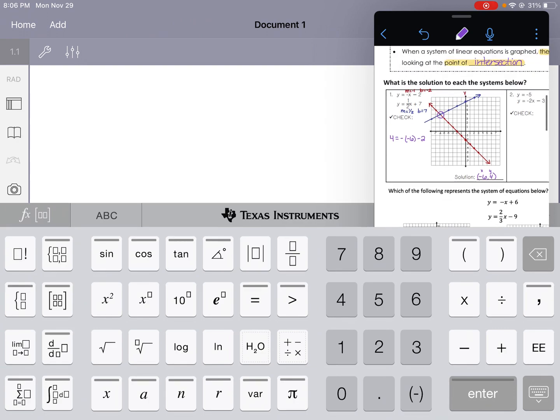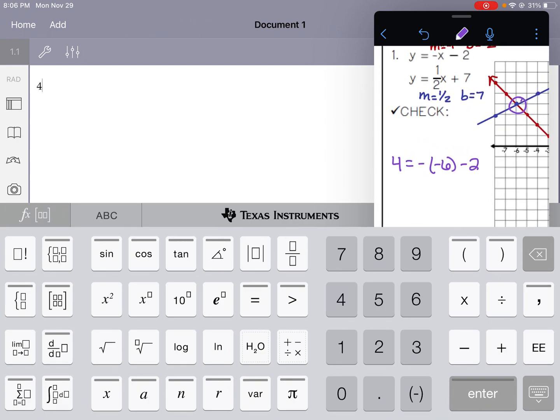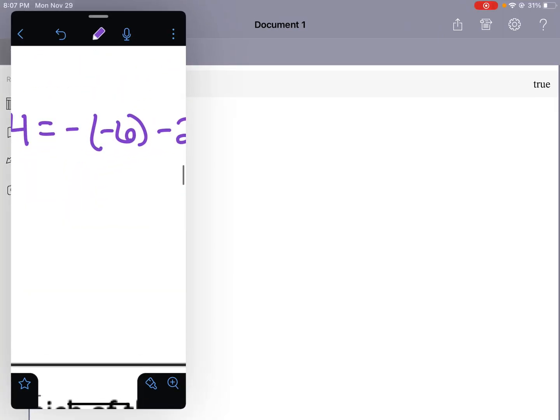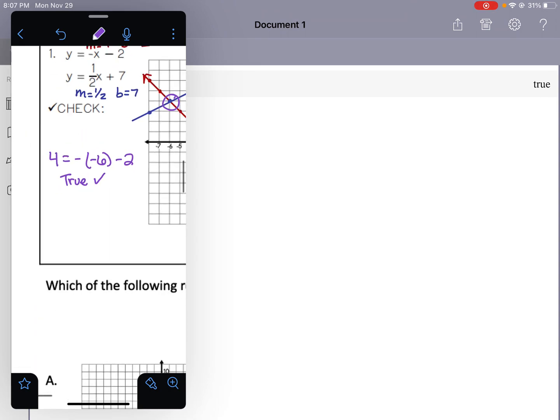So I'm going to type in 4 minus a -6. Oops. Sorry. 4 equals minus a -6. There we go. Don't forget that equal sign. Minus 2. I'm going to press enter. When I move my paper out of the way, it says true. We get a true statement, which means it works in the first equation.